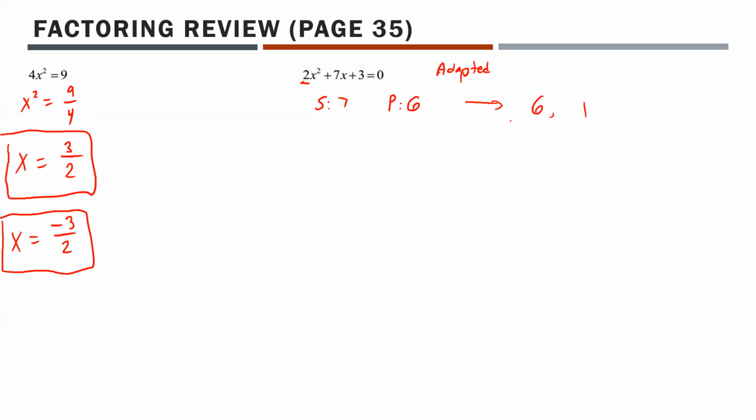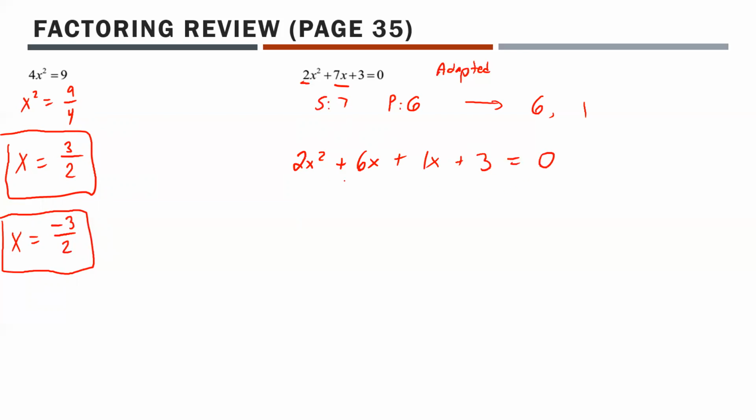Now, unlike before, we can't jump straight to an answer. We actually have to use these two numbers to break apart this middle term. So this is going to become 2x squared plus 6x, that's where I'm using this 6 here, plus 1x, and then plus 3 equals 0.